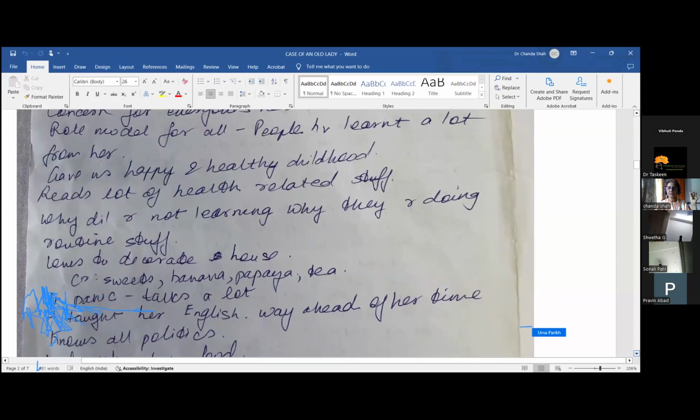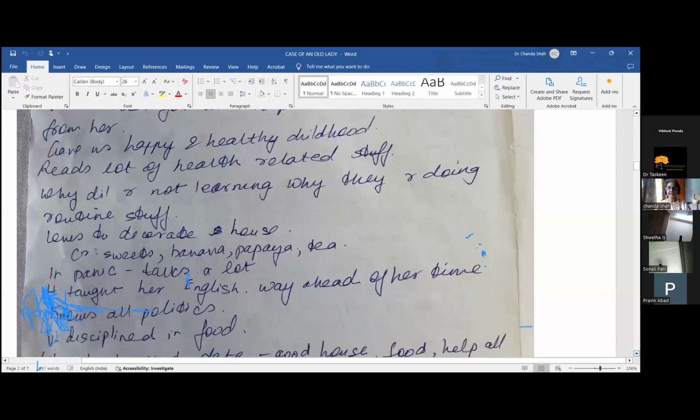So this daughter came to my clinic from some distant suburb. I told her, why did you come? You could have just spoken on the phone and given me the history of your mother. Why did you come all the way? At this point, the daughter had tears in her eyes. She said, my mother gave us a very happy and healthy childhood. This is the least I could do for her. That's why I've come all the way.